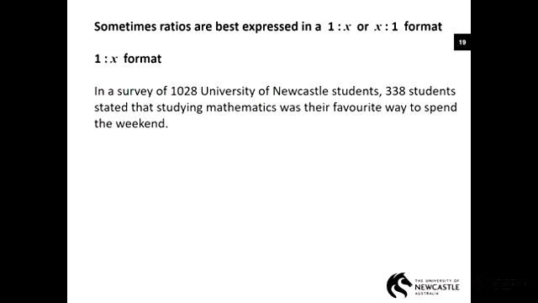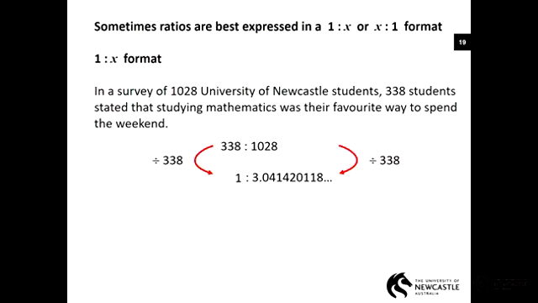338 stated, so the ratio is 338 out of the 1,028. Not overly useful, but if we divide by 338, well, anything divided by itself will give you 1. Divide the other side by 338, that becomes something that might be used in a newspaper report. And I'd say, well, look, roughly 1 in 3 of the students preferred studying maths to doing anything else on the weekend. That's useful. So the ratio there was being forced.